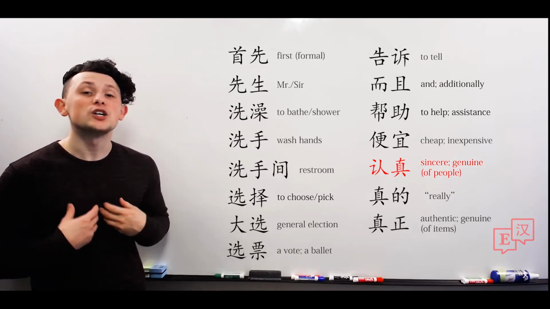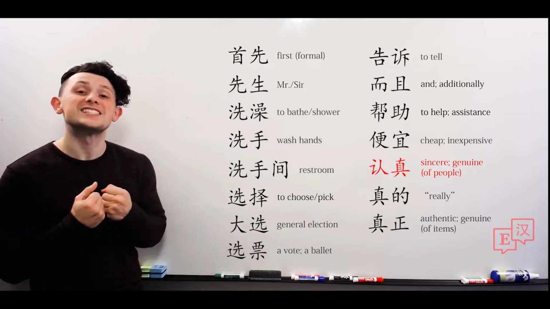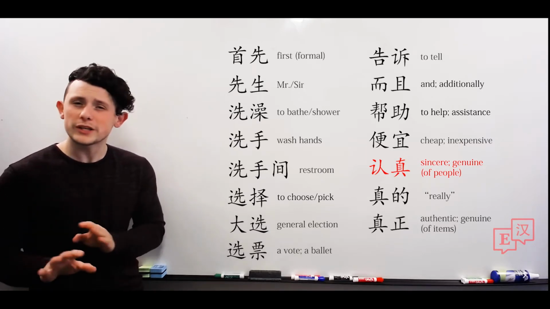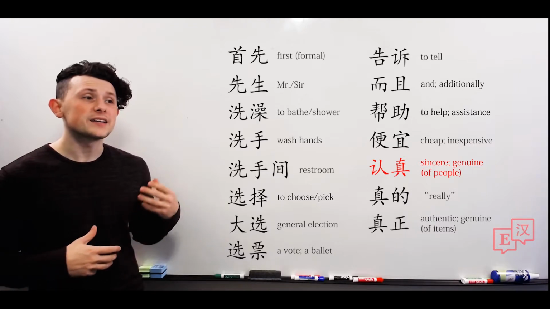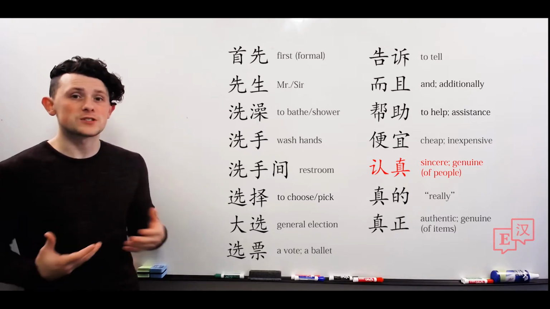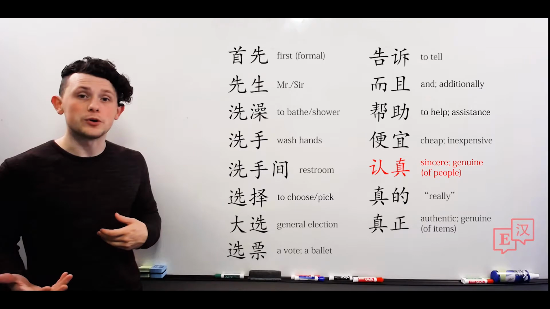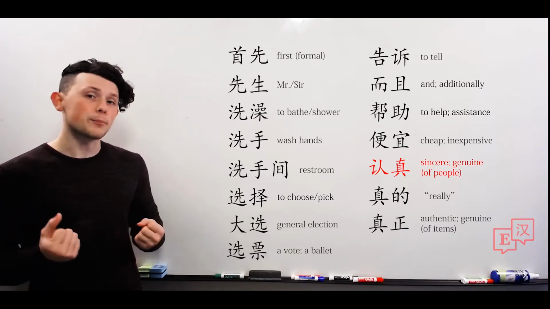认真, to acknowledge genuineness. This is how we say genuine or authentic or sincere of a person. We'll only really use this for people. And it's probably one of the best descriptors that we'll use in day-to-day to describe people. It's saying that someone is honest and sincere, upright.